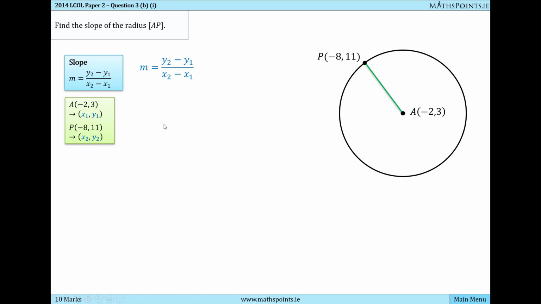So the slope becomes m = (11 − 3)/(−8 − (−2)). 11 − 3 is 8, and −8 minus −2 is −8 + 2, which is equal to −6. We can divide the top and the bottom by −2 to simplify the fraction, and we get the slope of the radius AP is −4/3.